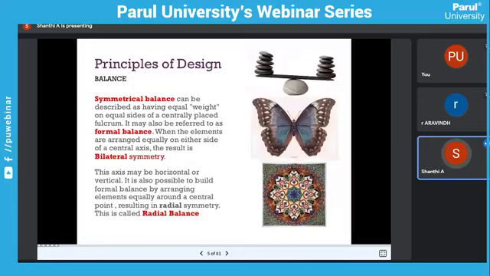And we have one more balance which is called radial balance, where the arrangement of the elements will be in the form of a circular form. So here you could see all the elements are equally proportioned.